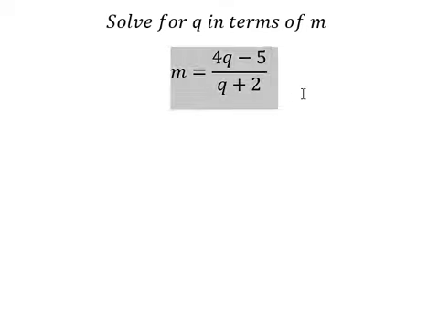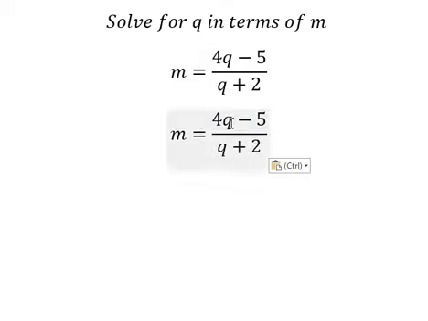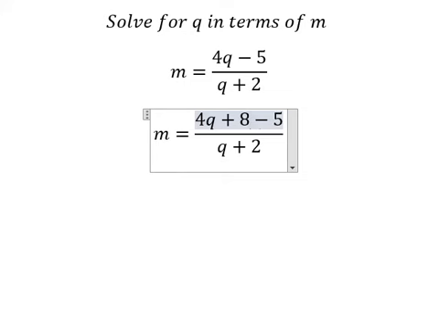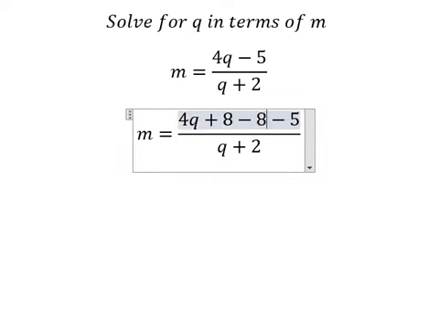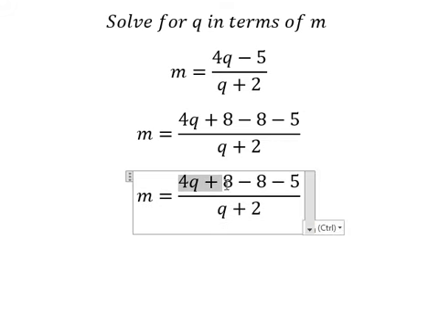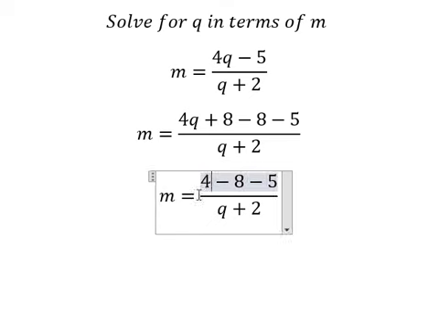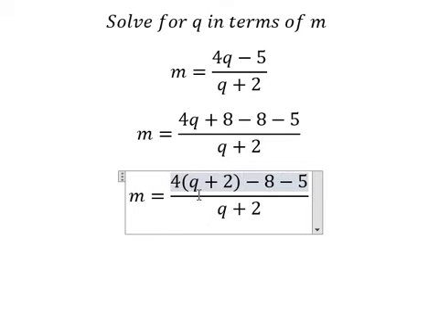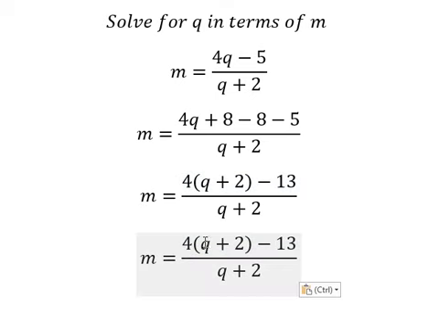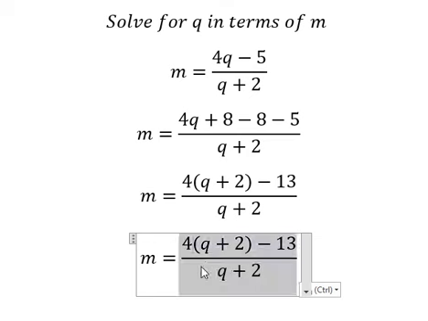First, we need to add number 8. Later we need to minus number 8. So this one we can do factorization. So this one we have negative 13. So this one divide by this one, we have number 4.